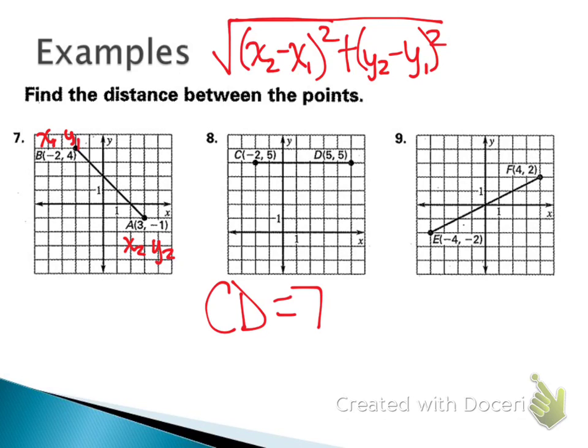I'm only okay with you going straight to the answer if it is a vertical or horizontal line. And if you're not sure about that, then just go ahead and use the distance formula every time. If you use the distance formula, you should get the same answer.